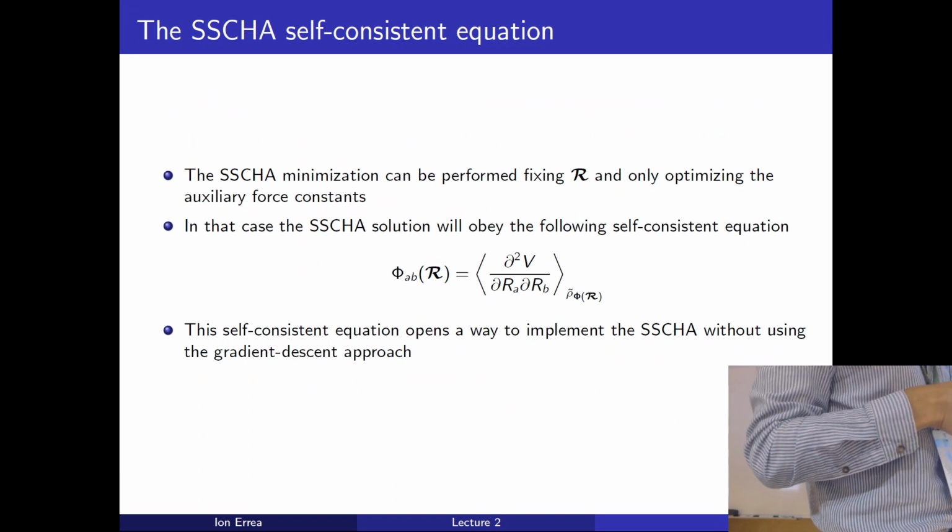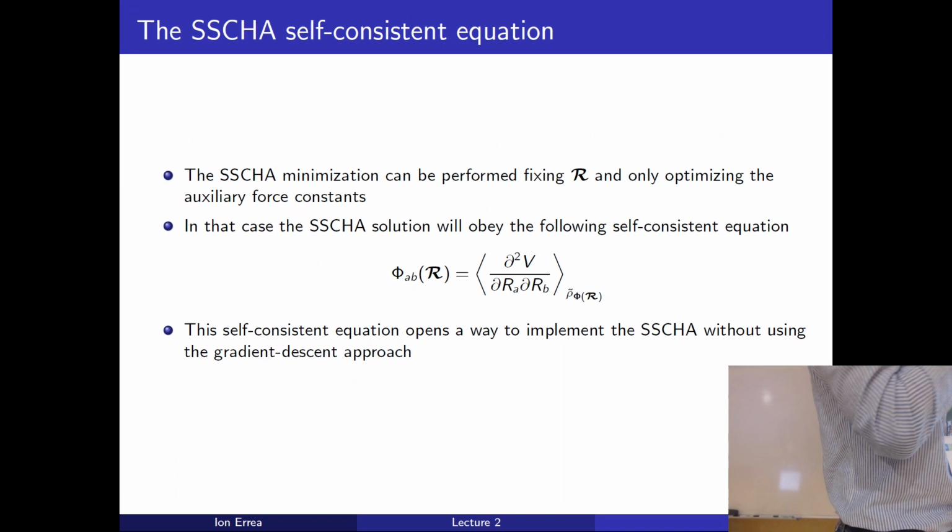So one remark here. We can also minimize the SHA fixing the centroid positions. Imagine that I just want to forget about the renormalization of the positions due to the quantum anharmonic effects. So I just fix the centroids. I just see what the effect of anharmonicity is on the auxiliary force constant. Right. So then, if you go back to the equations, you can prove that actually you have this self-consistent equation. So the quantum statistical average of the second derivatives of the potential, taken with our density matrix that depends on our auxiliary force constant, needs to be the auxiliary force constant. Obviously, this defines a self-consistent equation because these two have to be the same, right? So therefore, here you can define a self-consistent loop, right?